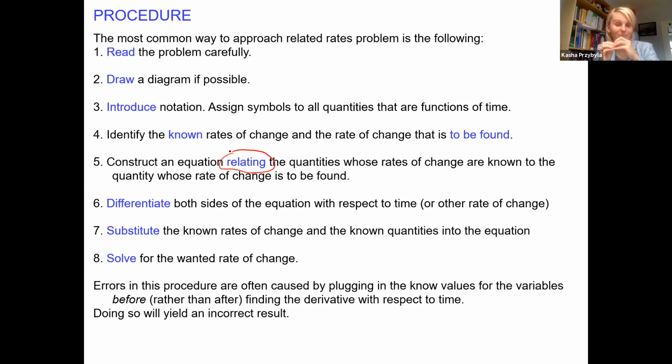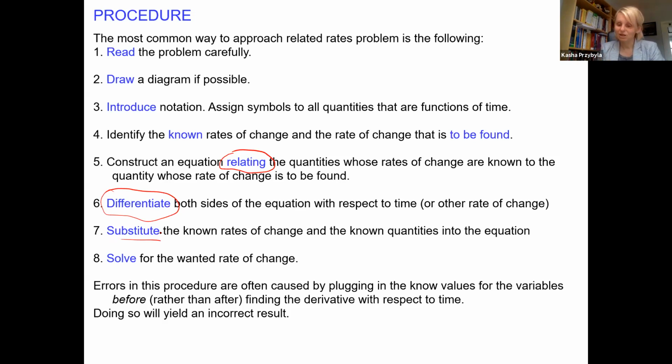We have to relate them, because then we will be computing something, but some known information will be involved. And then we relate the quantities, and of course we differentiate, because we will need the relation between the rates of change of these quantities. That means relate them, differentiate them, and then substitute whatever was given, and then get the final answer.